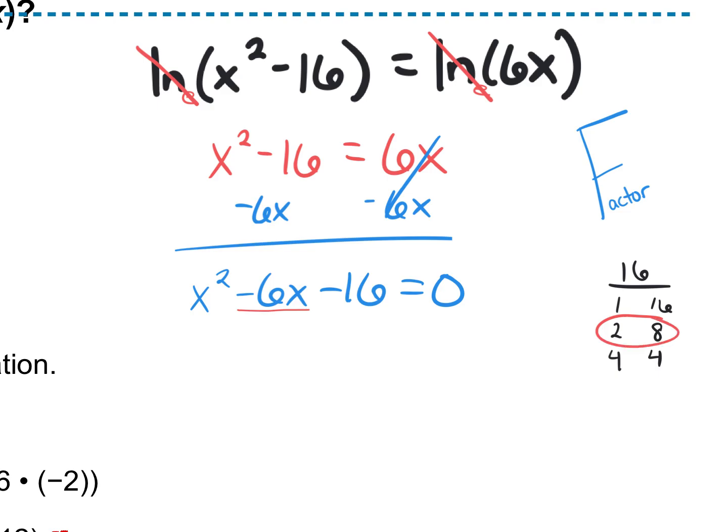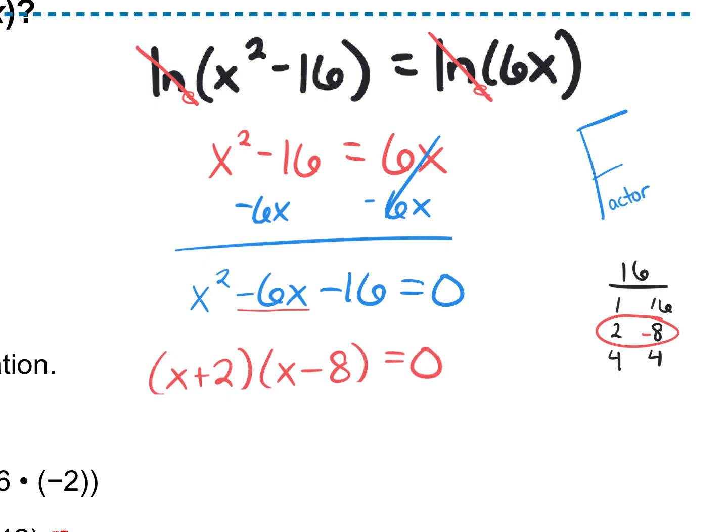Does everyone agree with 2 and 8? Do I need to change them? Yes. Which way? 8 has to be negative. Yep. How do I rewrite this once I pick my factors? Good. Yep. x plus 2, x minus 8, still equal to 0.